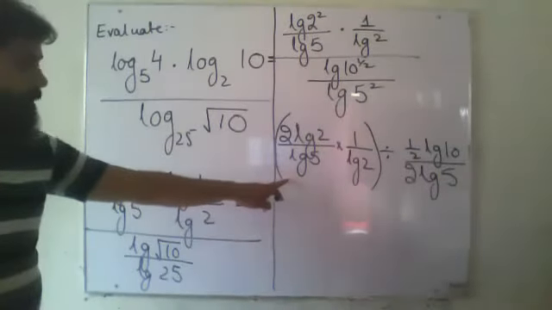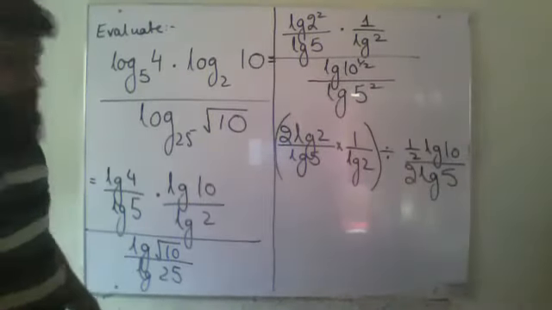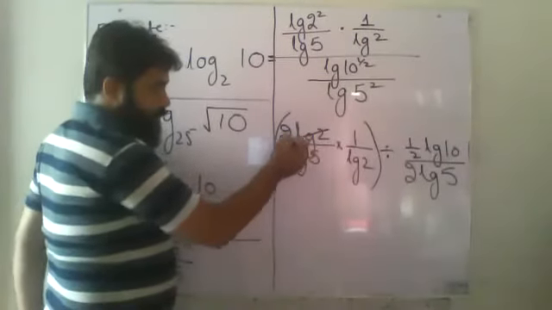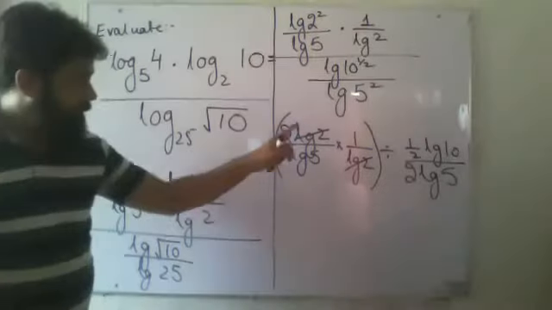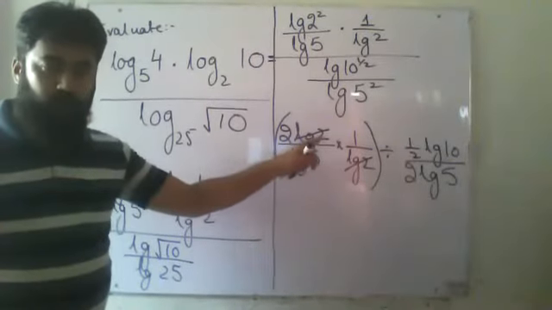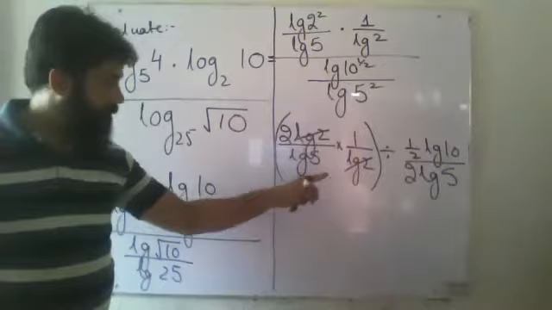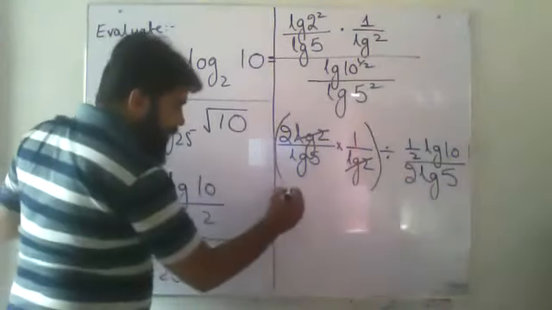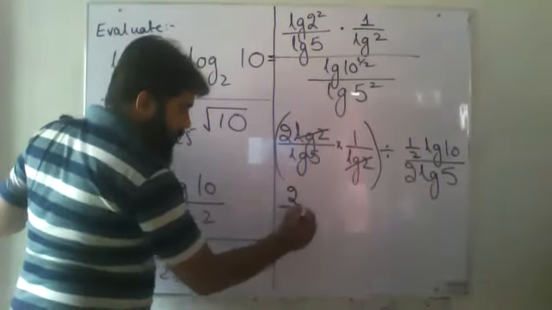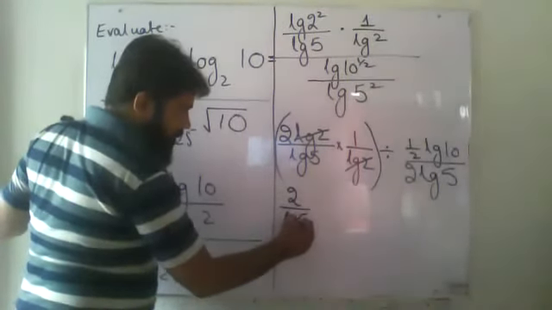I have got this thing. Simplifying it, see. LG2 will be cancelled. Log 2, everything is same. So what will remain from here? 2 LG5.